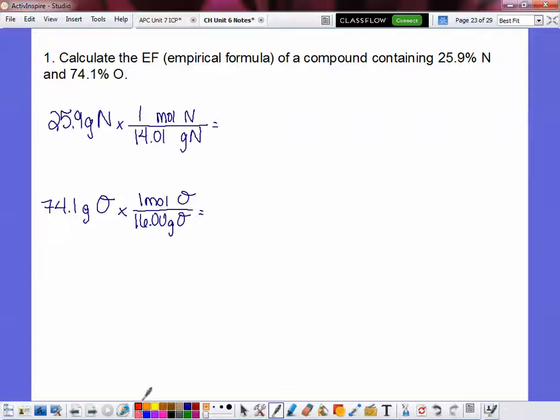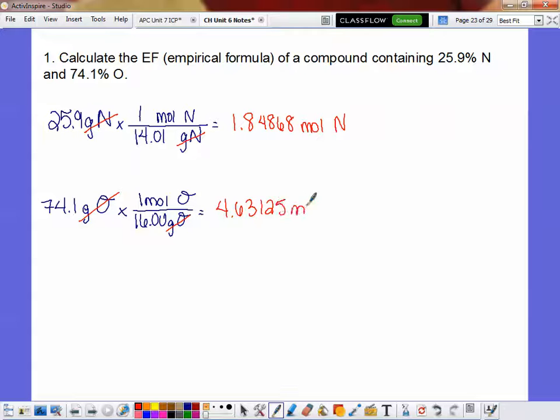So when we divide 25.9 by 14.01, we're going to get the moles of nitrogen. Take it out to like 4 or 5 decimal places. What do you get? 1.84868 moles of nitrogen. And then we do the same thing for oxygen. And we get what? 4.63125 moles of oxygen. You can carry it more than 4 or 5 decimal places. I'm just giving you that hint that you want to carry a lot of decimal places.